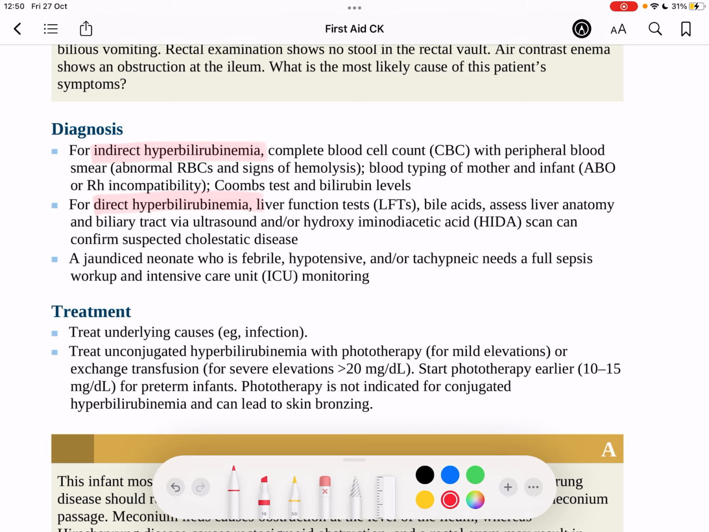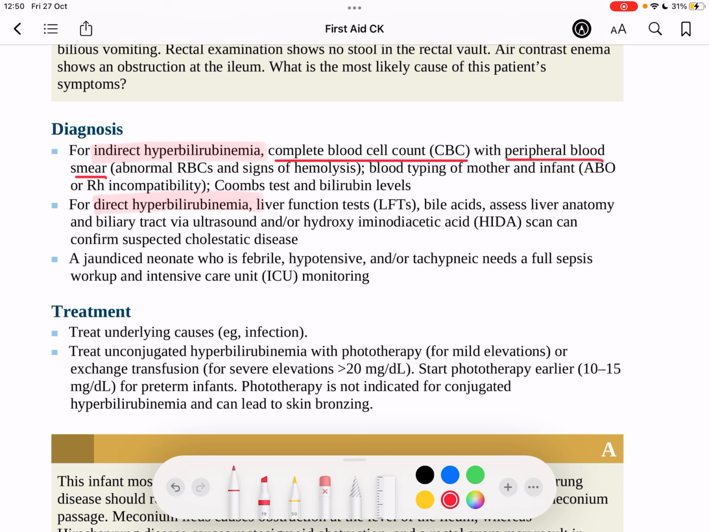If it's indirect, we want to do a complete blood count. Why? Because I want to see whether this is a hemolysis problem, whether this is an anemia problem, like thalassemia, the hereditary spherocytosis kind of things. I also want to order a peripheral blood smear as well, again looking for signs of hemolysis. Maybe you're looking out for inclusions in the red blood cells that we can see in glucose-6-phosphate dehydrogenase deficiency, i.e. the Heinz bodies and bite cells.